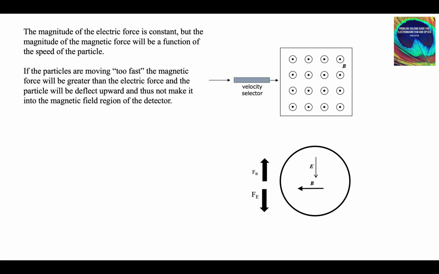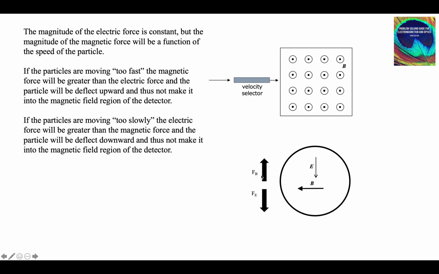If the particles are moving too fast, the magnetic force will be bigger than the electric force. So the positive particles will be deflected upward and smash into the barrel of the gun. The magnetic force is too big; the particle's going too fast. If they're going too slow, the magnetic force is weak, and the electric force is going to win, and it's going to hit the bottom of the barrel.